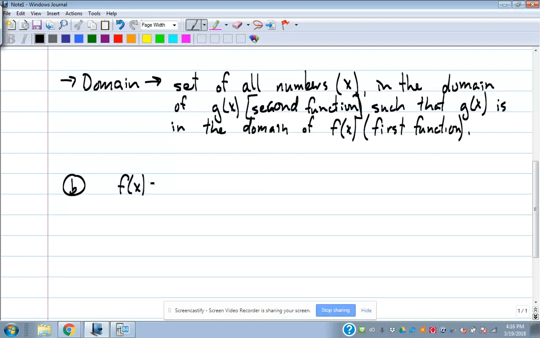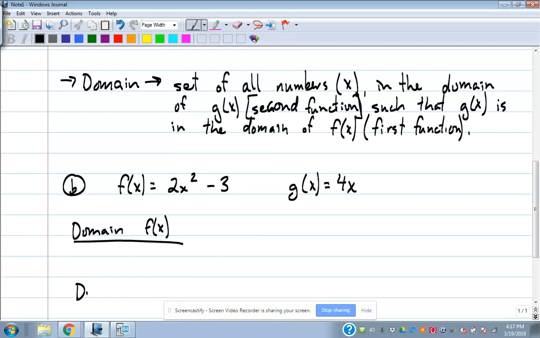f of x is equal to 2x squared minus 3. g of x is equal to 4x. Two pretty tame functions. Let's first find the domain of each of them. Well, f of x is a quadratic function. Are there any restrictions on the domain for a quadratic? No, it's negative infinity to positive infinity, all real numbers.